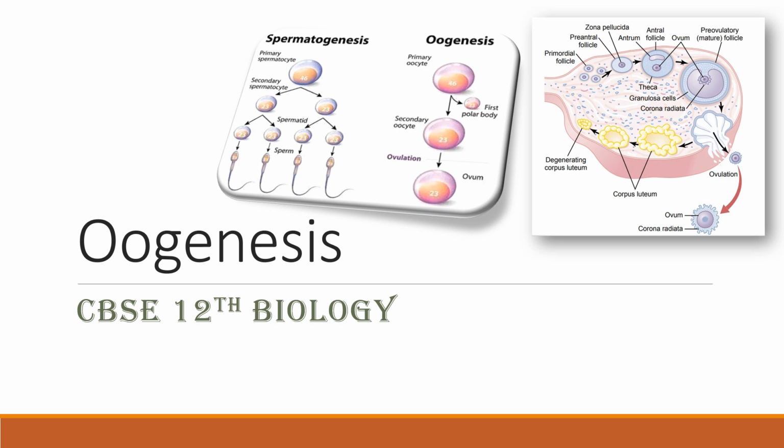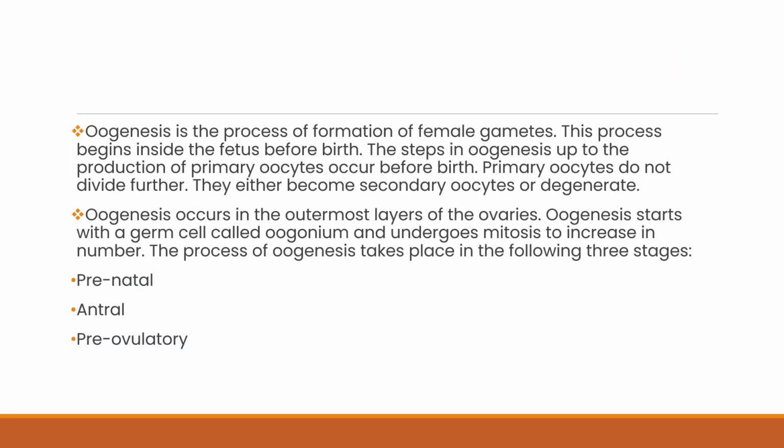So let's get started. Let us come to the proper definition of oogenesis first. What is it? It is the process of formation of female gametes. The process begins inside the fetus before birth. We have told already that it is formed inside the fetal ovary itself.